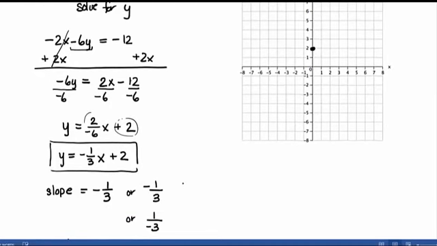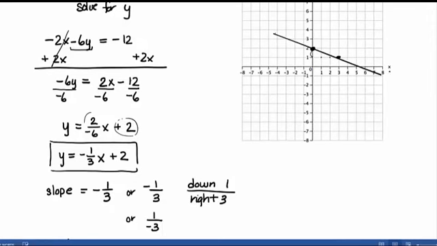Right? And then if we use negative 1 over 3, this means negative in the numerator means we go down 1, right 3. Right? So I can go down 1, right 2, 3. There's my second point. Then I can just draw my line now.